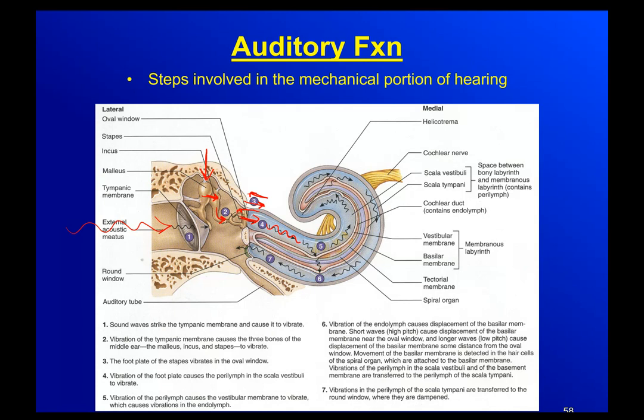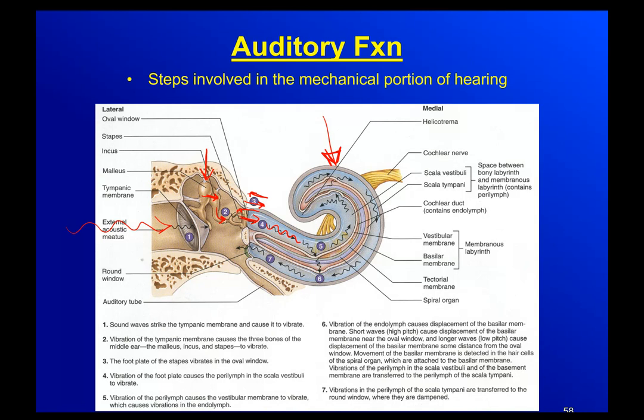Okay? So the vibration of the perilymph causes that vestibular membrane to also vibrate. That in turn carries into where that endolymph is. The vibration of the endolymph actually displaces the basilar membrane, meaning that it's hitting that tectorial plate, okay? So you've got short waves causing displacement closer to where the foot of the stapes is, okay, near the oval window. And you've got longer waves going further, causing displacement closer to the helicotrema.